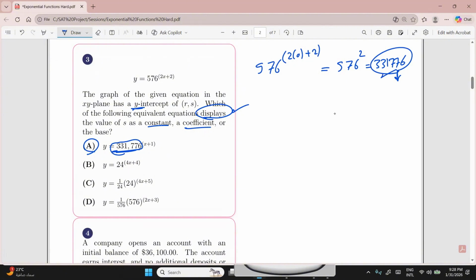Which of the following equivalent equations? Equivalent means they are the same. It displays the value S, the y-intercept, as a coefficient or a constant. It's a coefficient now. So just choose this. None of these contain the same number, B, C, or D.